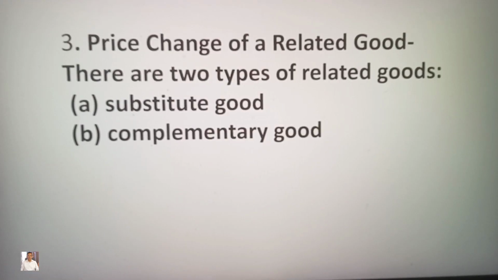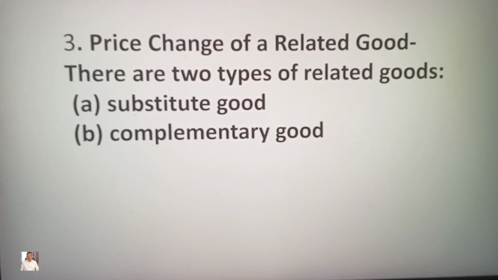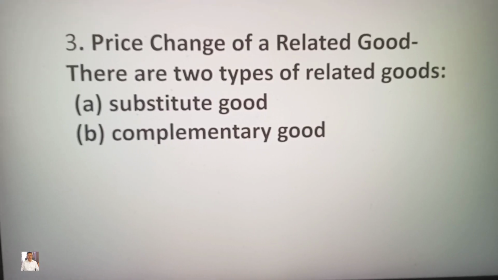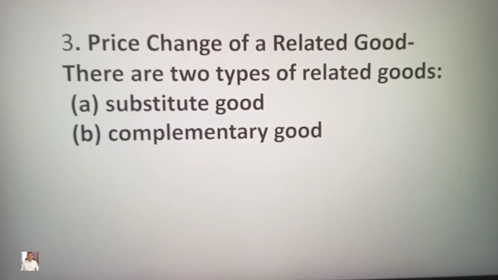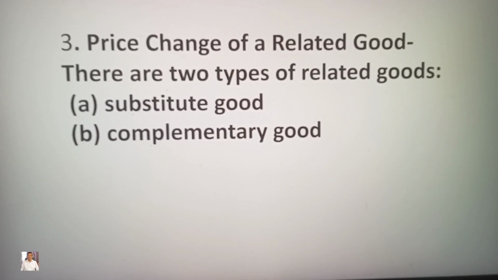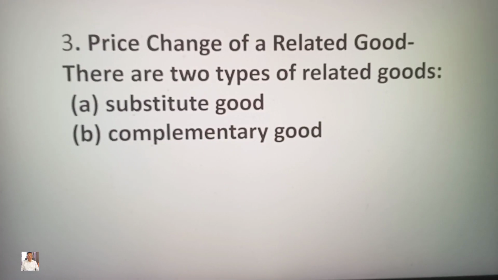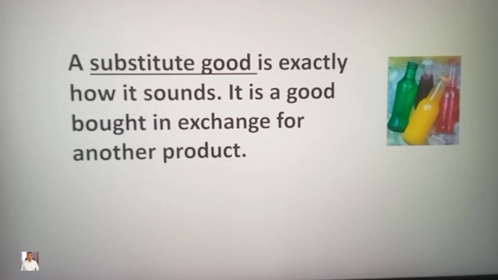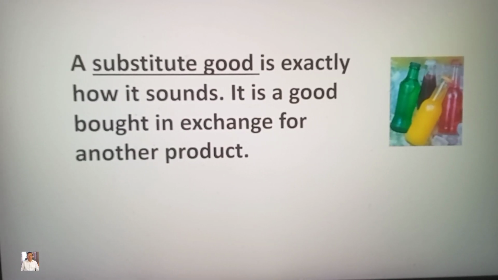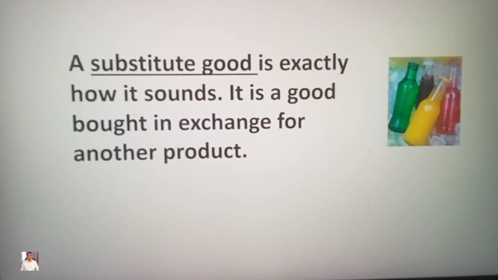Third, price change of a related good. There are two types of related goods: substitute good and complementary good. A substitute good is exactly how it sounds. It is a good bought in exchange for another product.